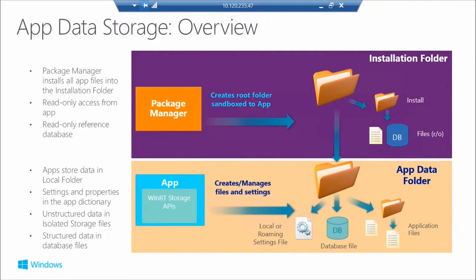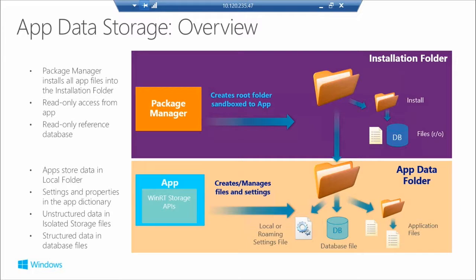So first of all, a quick overview. The package manager installs our application files into the installation folder. This is read-only access. The reason this is read-only access is because we're going to write over these files when we update our application. And so we don't want to write anything in there that we're then going to overwrite the next time we do an update. If you have something like a database that you're installing with your application, it's not going to be writable because you're just going to overwrite it with the next install that you do.